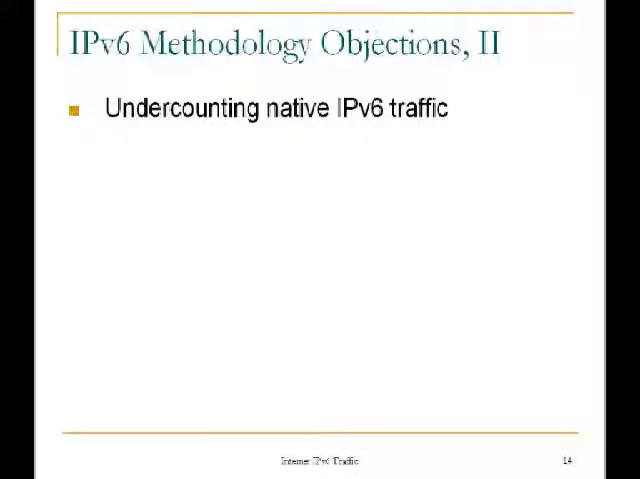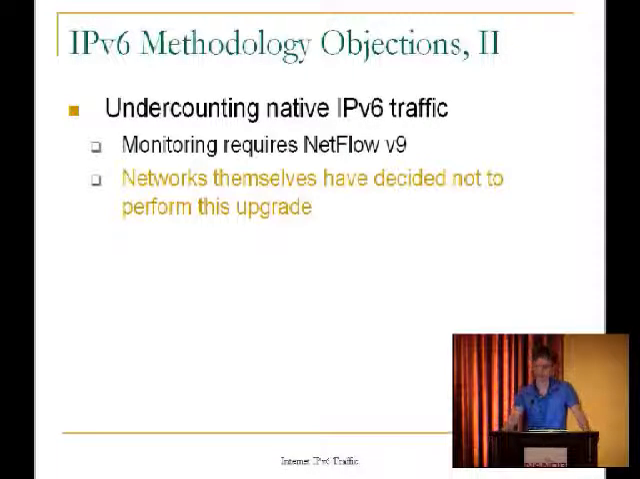Then the final slide of the objections. It's possible we're undercounting native IPv6 traffic. Like I said, for us to measure and monitor it, the router needs to support NetFlow v9, and it seems that v5 is the flavor of choice. On the one hand, I can punt on this and say, hey, that's not my fault, the network operators need to make this transition. The other point is that someone somewhere made the determination that it wasn't necessary to do this upgrade to perform this monitoring, and so one can read things into that.